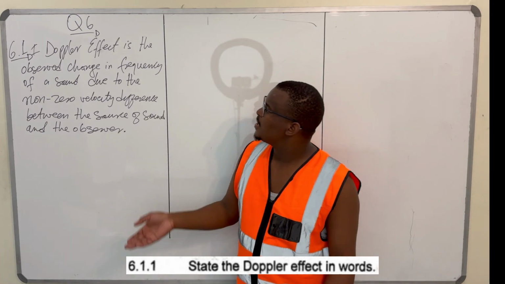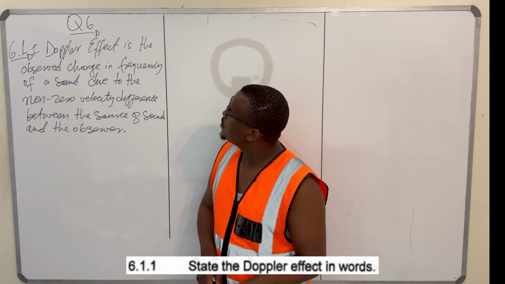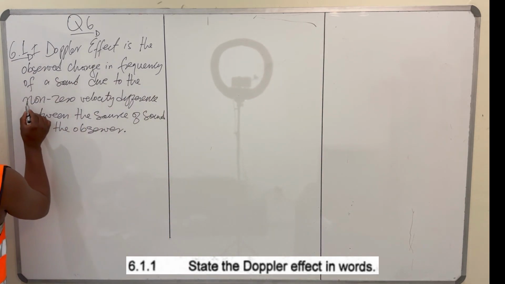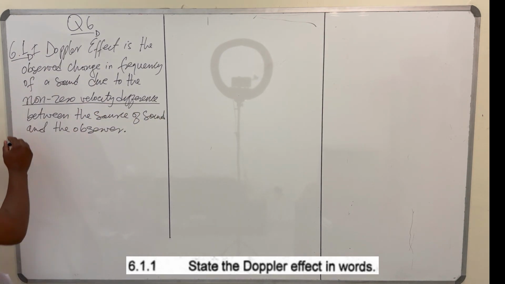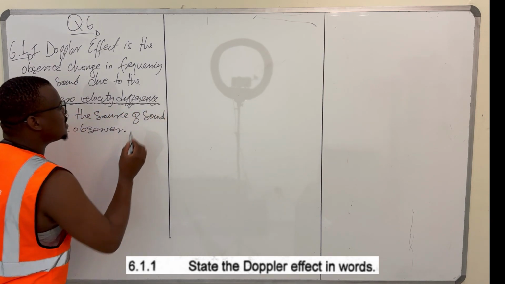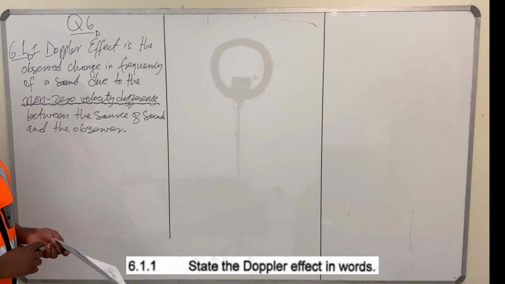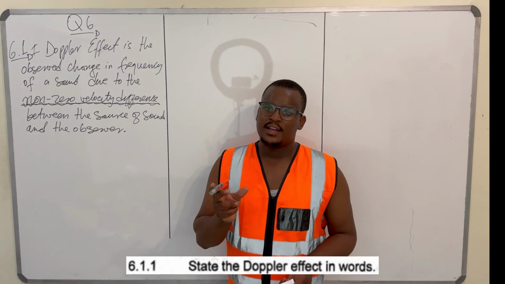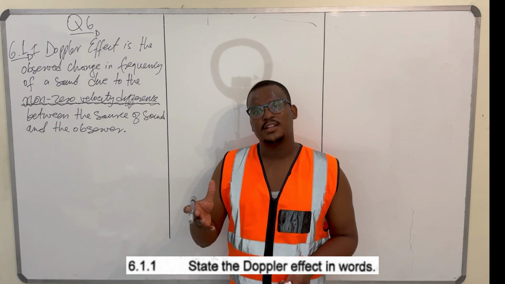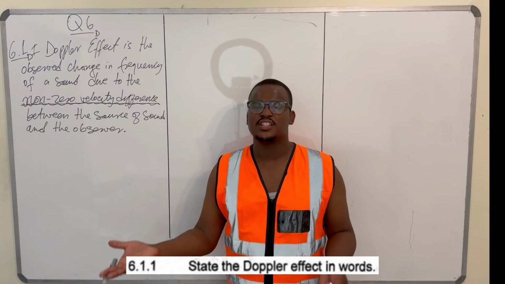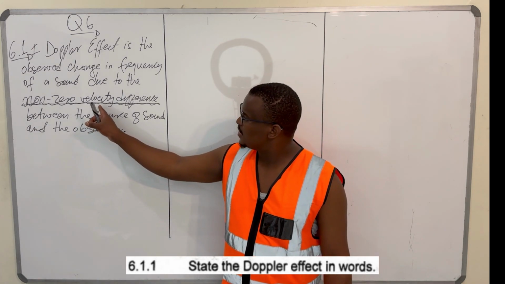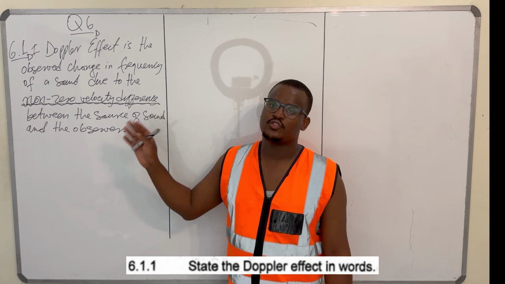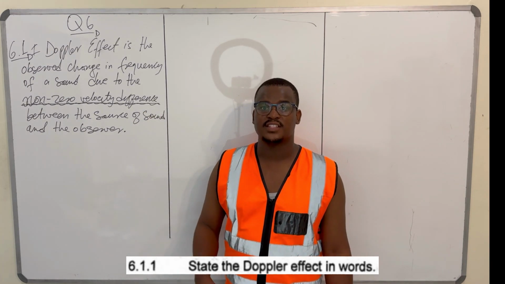That's it. So I said that the Doppler effect is the observed change in frequency of a sound due to the non-zero velocity difference between the source of sound and the observer. This non-zero velocity difference is very important, because it tells you that there is relative motion between the source of sound and the observer, which means one object is moving relative to the other. That's what we need to observe the Doppler effect. If there is no relative motion, there's no relative velocity between them. So you need this non-zero velocity difference in order to observe the Doppler effect, or to detect that change in frequency of the sound. No problem.